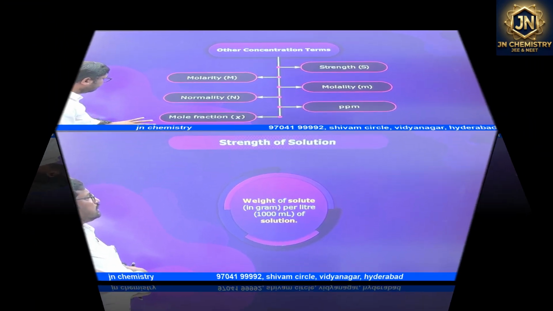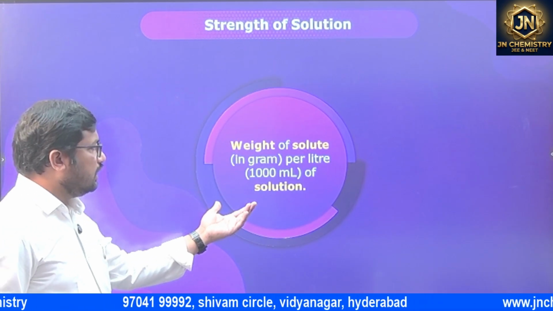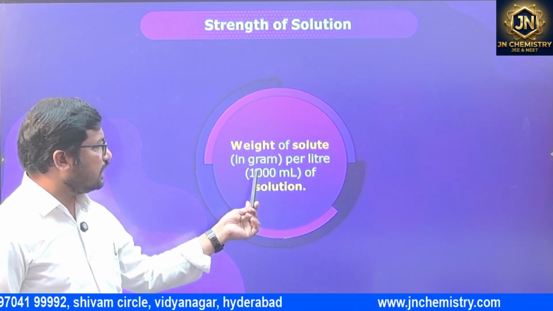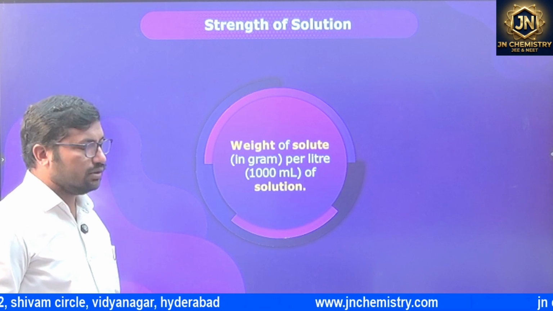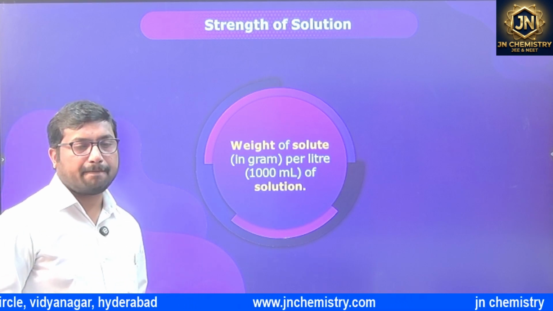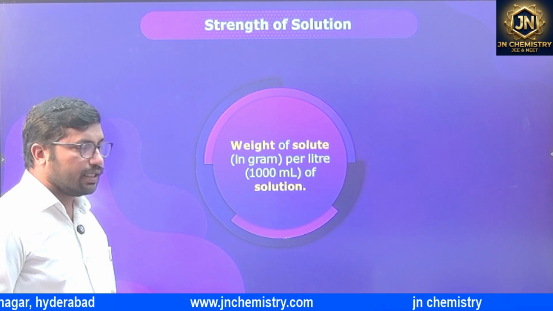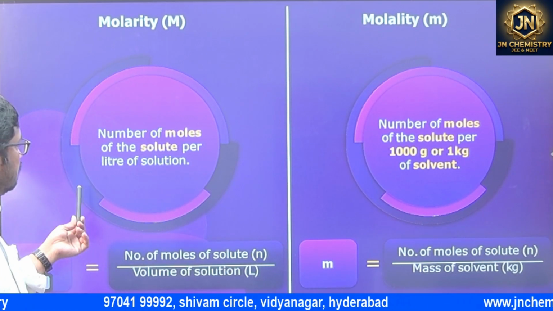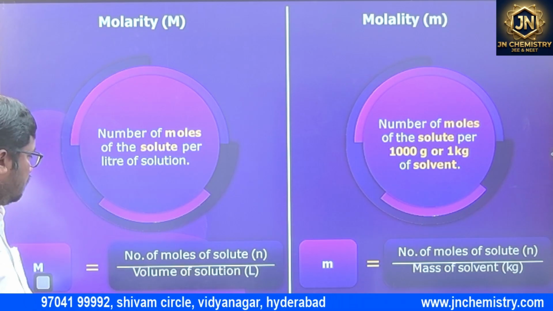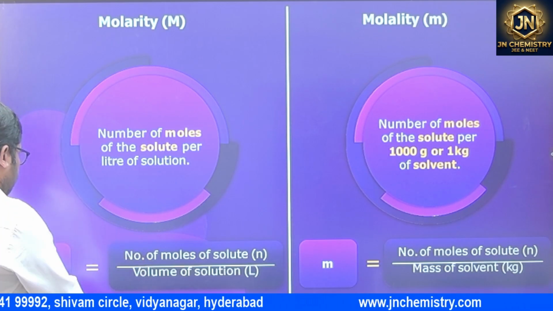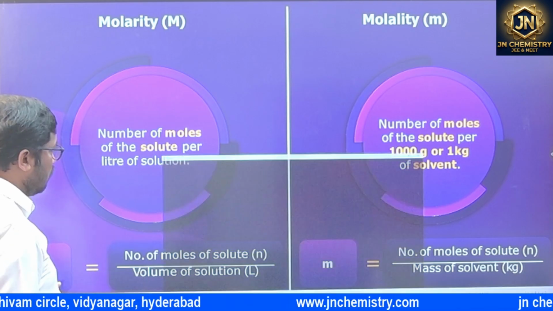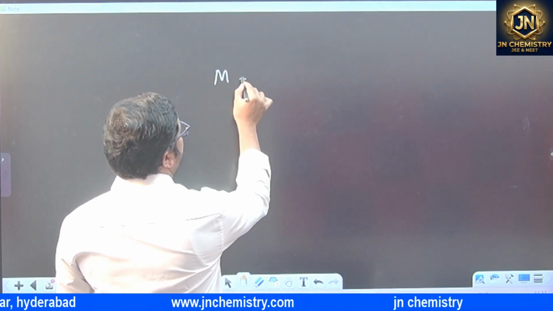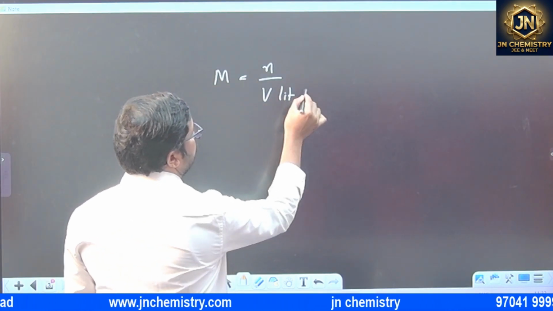Write it down. Strength of solution means the weight of solute present in a liter. Normally the weight of solute in grams per liter we call the strength of solution. Strength of solution: the weight of solute in grams per liter of solution. Next, molarity: the number of moles of solute per liter of solution, right? Number of moles of solute by volume of solution. So molarity is equal to number of moles divided by V in liters of solution.